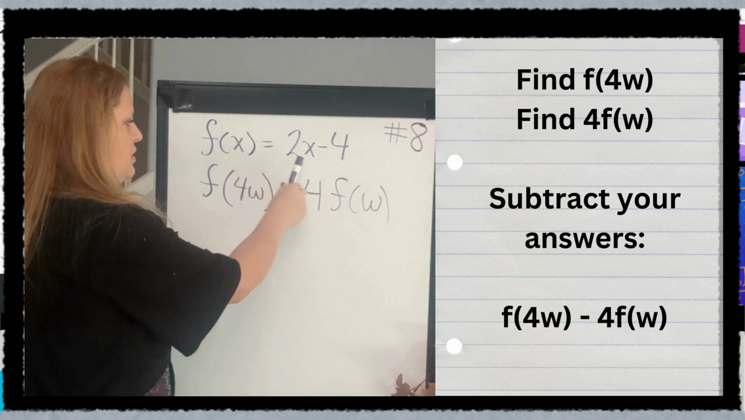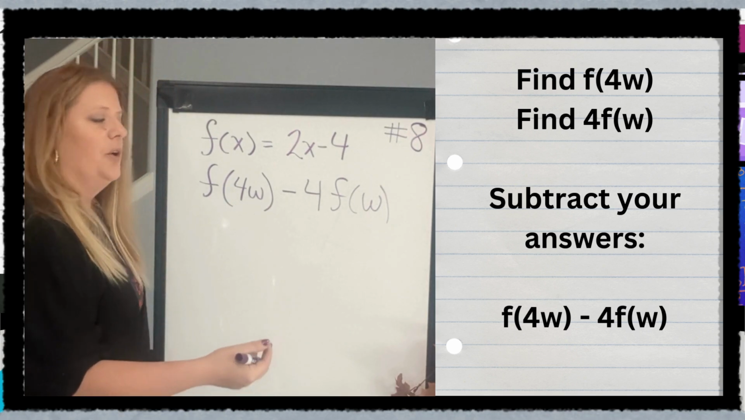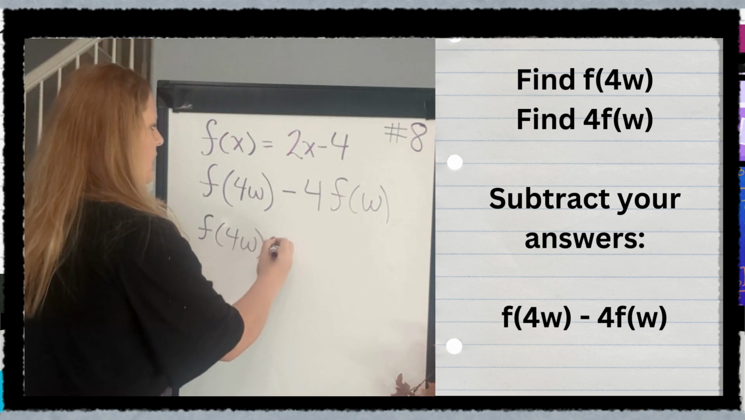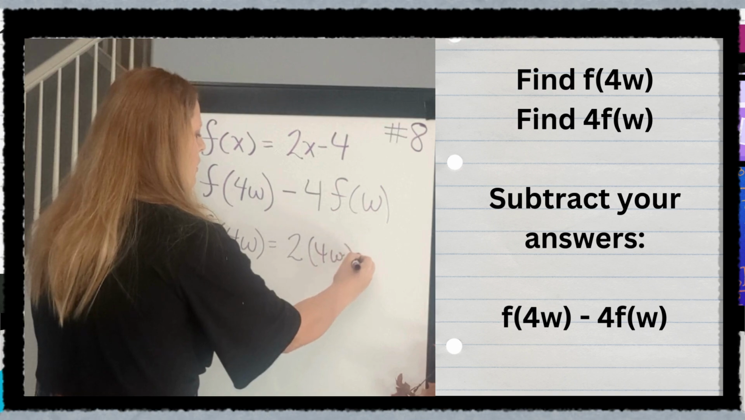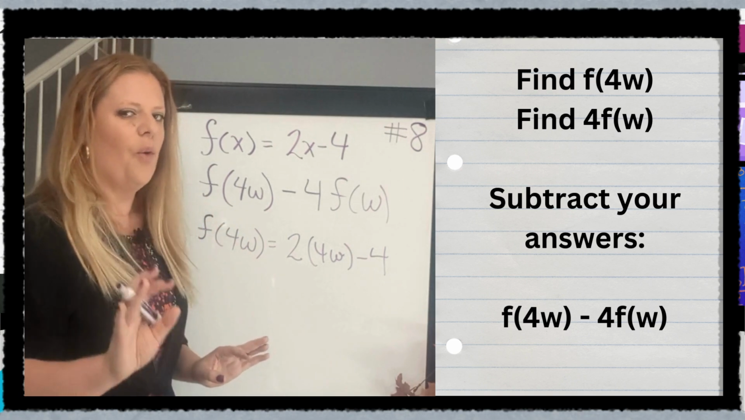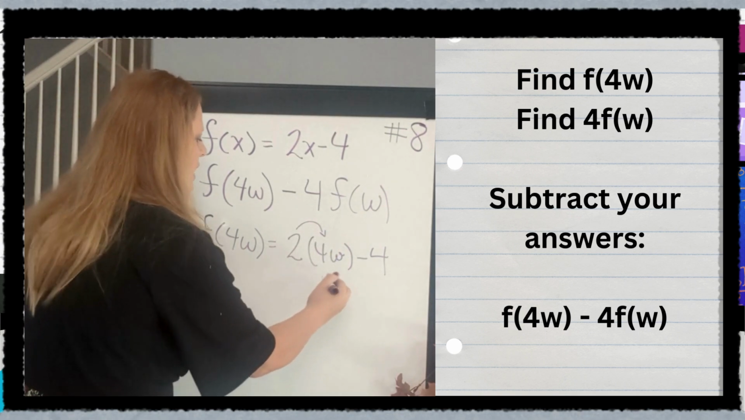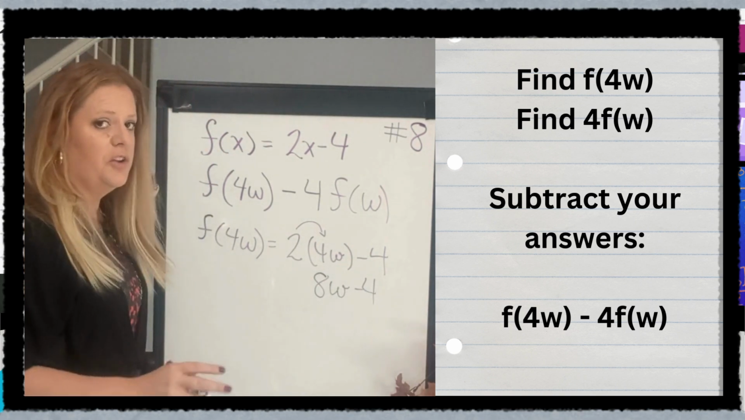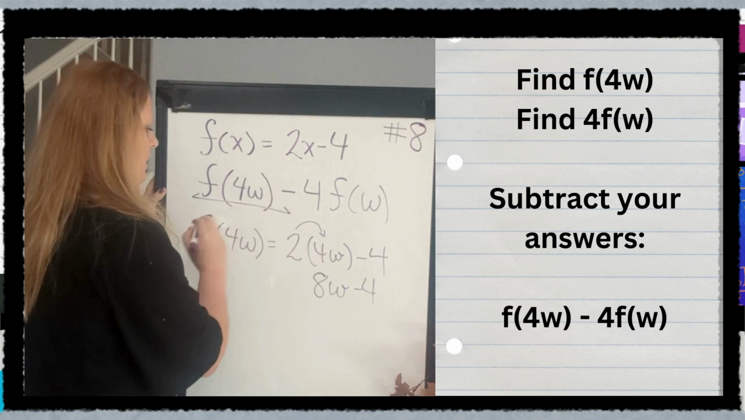We have our original function, and here we are going to have an input of 4w. So first, let's input that 4w. Remember to use your parentheses always, okay? 2 times 4w is 8w minus 4. You can't simplify that any further, okay? That took care of this first part here.